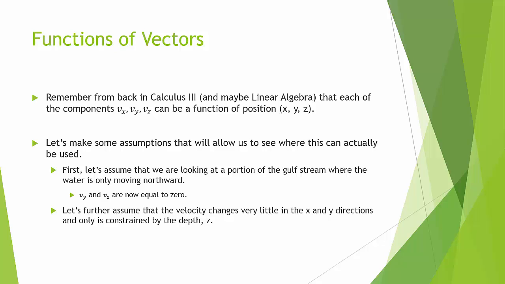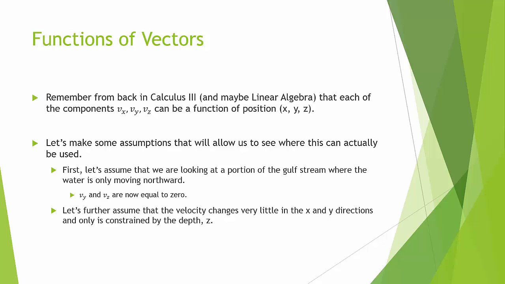It all moves northward. So since everything is only moving in north or the x direction, we know that there's no y component and no z component to the velocity. So this means vy and vz are now equal to 0. We're going to further assume that the velocity changes very, very little, almost none, in the x and y directions and is only constrained by the depth.